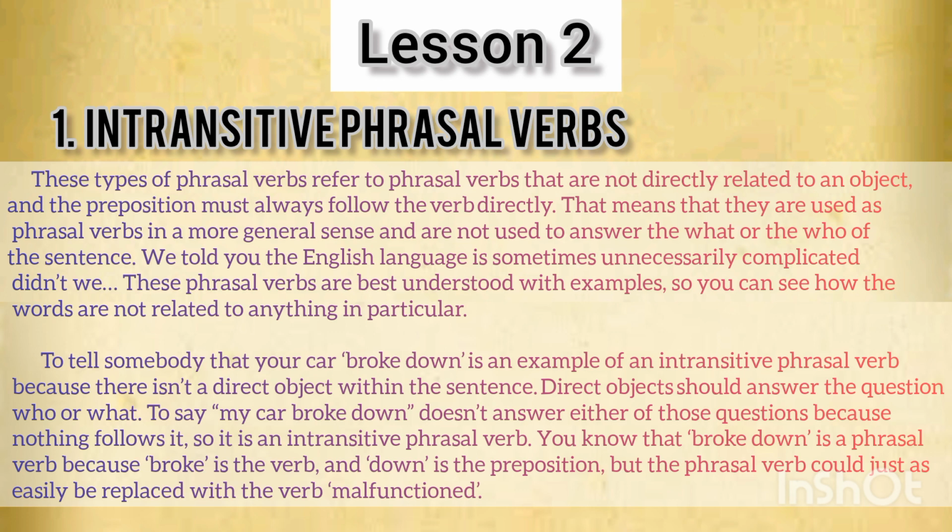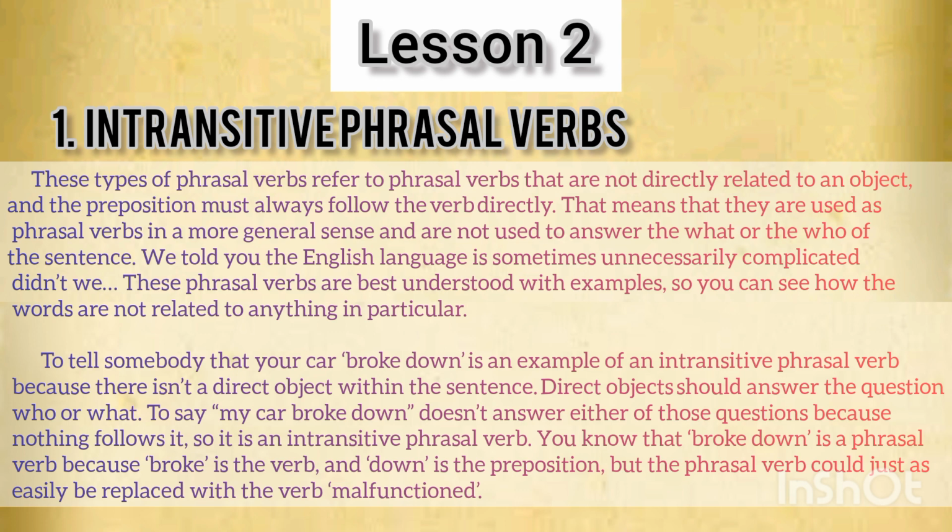That means that they are used as phrasal verbs in a more general sense and are not used to answer the what or the who of the sentence. We told you the English language is sometimes unnecessarily complicated, didn't we? These phrasal verbs are best understood with examples, so you can see how the words are not related to anything in particular. To tell somebody that your car broke down is an example of an intransitive phrasal verb because there isn't a direct object within the sentence.